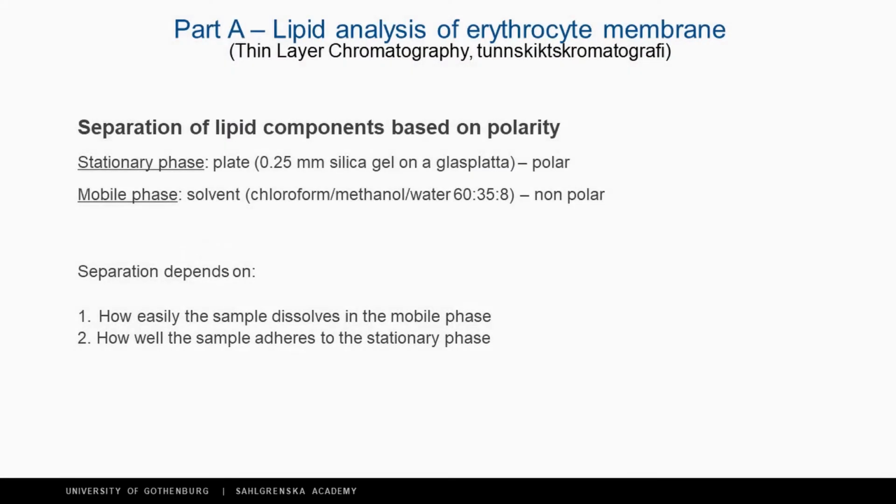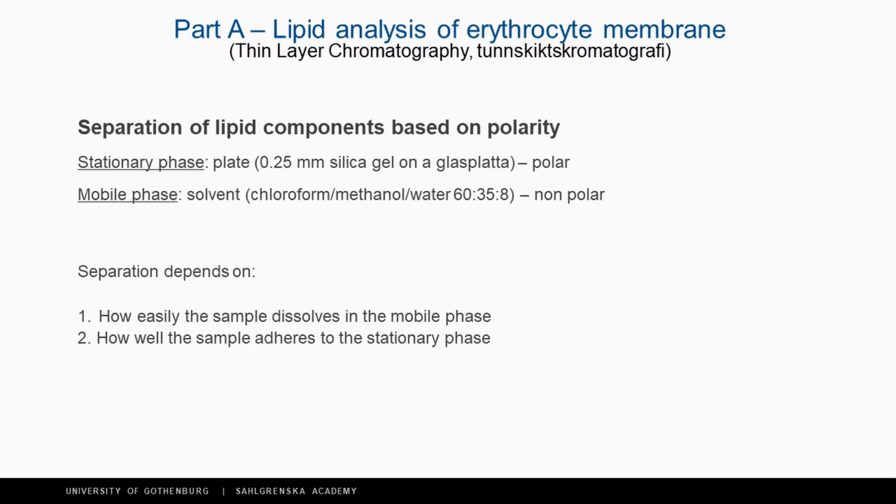In the first part of the lab, you will learn how to separate membrane components with thin layer chromatography, or TLC. For TLC, you need a stationary phase made from silica gel attached to a glass plate. Silica gel is a polar substance. The solvent facilitating the lipid separation is the mobile phase, made from a combination of chloroform, methanol and water. The mobile phase is nonpolar.